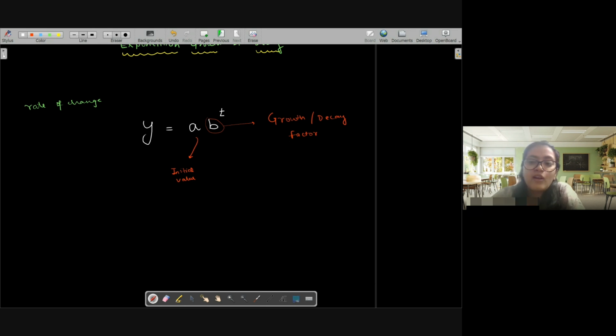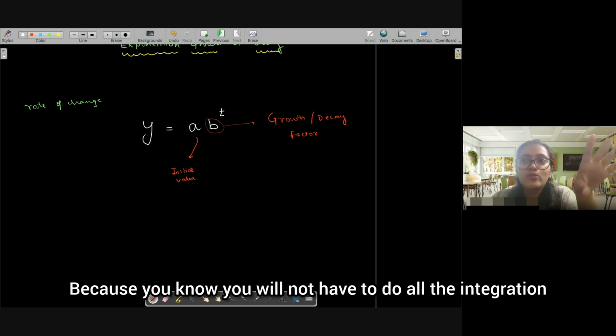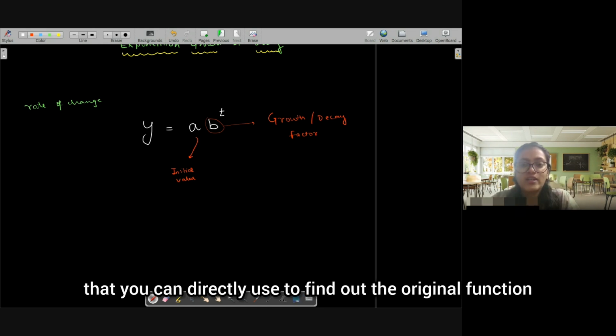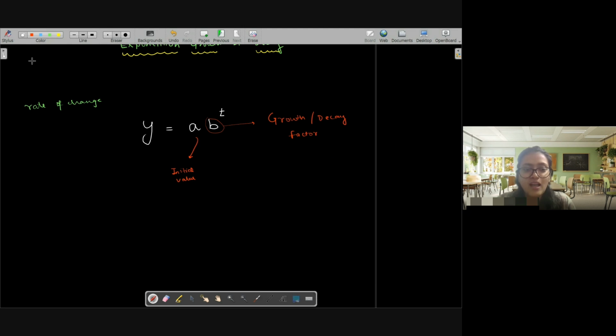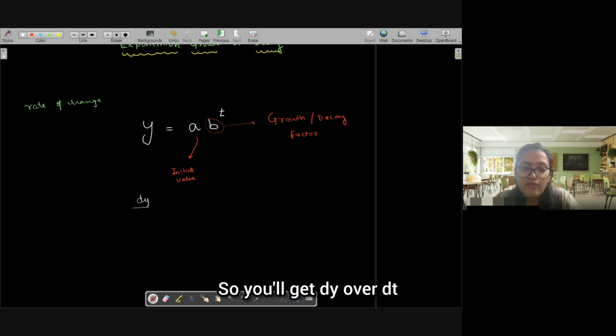Now, why do we deal with exponential models separately? Because you will not have to do all the integration and separate the variables. For exponential models, there is a special formula that you can directly use to find the original function. We'll see that. So first, let's differentiate this equation with respect to t. You'll get dy over dt equals a, which is just a, times the derivative of b raised to t.